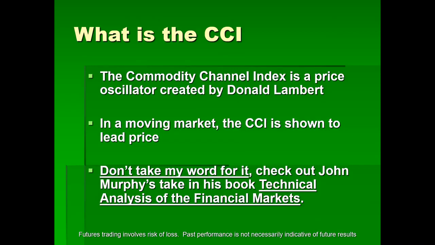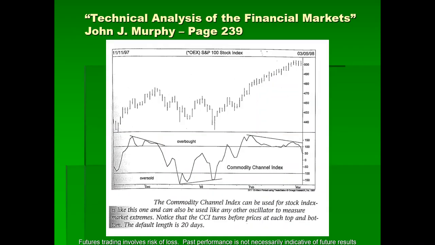Now the CCI, what is it? The Commodity Channel Index is a price oscillator created by a gentleman named Donald Lambert. I met Mr. Lambert, talked to him. In a moving market, the CCI is shown to lead price. Now do not take my word for it, right? But check out John Murphy's opinion in his book, Technical Analysis of the Financial Markets. Now this is required reading for people that want to obtain their Chartered Market Technician designation.